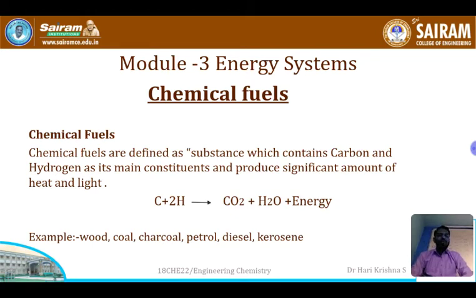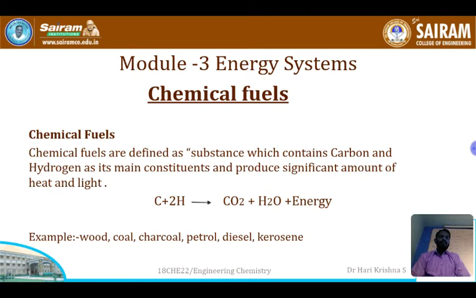constituents and produces a significant amount of light and heat on combustion. So any substance which contains mainly carbon and hydrogen as its main constituents and produces a significant amount of light and heat on combustion is called what? Chemical fuels. For instance, you can take wood.